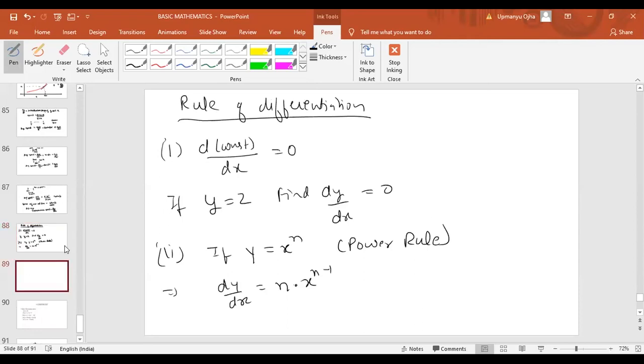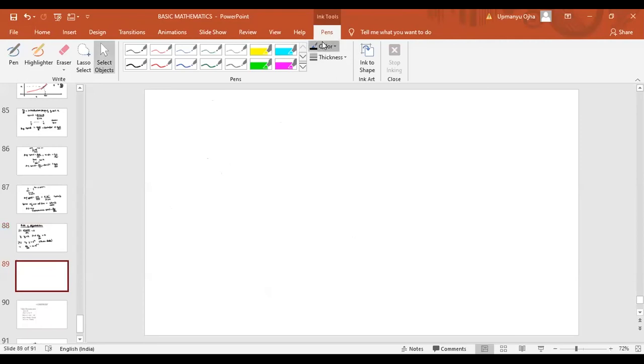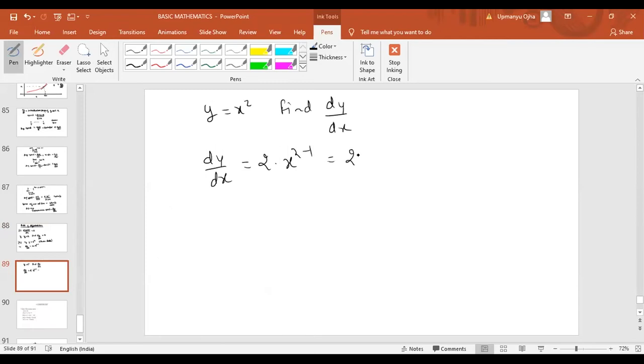For example, if y is equal to x square, find dy by dx. If we apply the power rule here, then dy by dx must be equal to 2 into x power 2 minus 1, which is equal to 2x. So the answer would be 2x. So basically we are applying the power rule here.